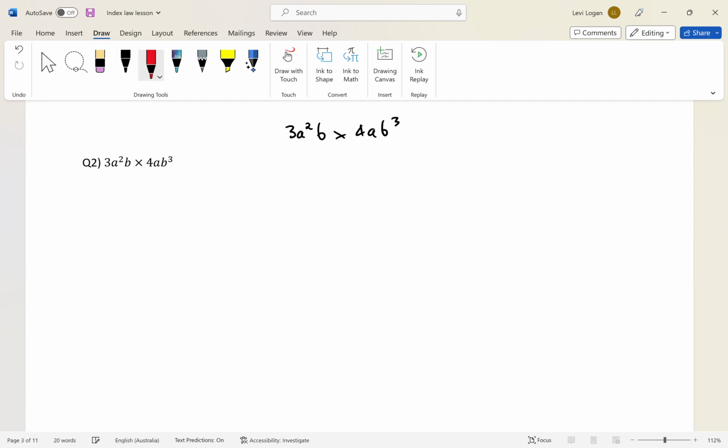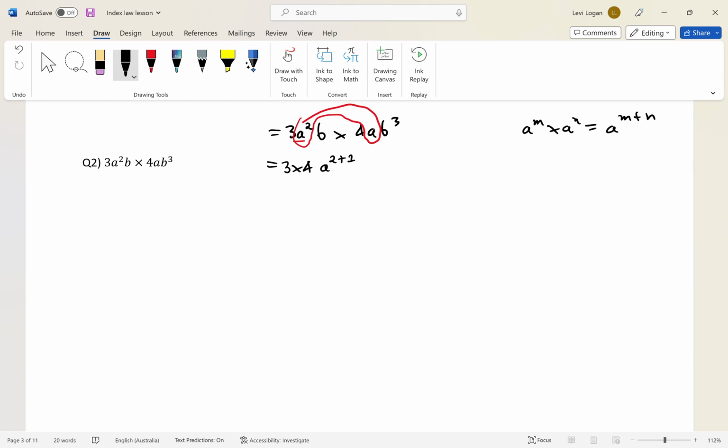Obviously, we can multiply our numbers because we know how to do that. But our index laws will only apply to things with like bases. So to apply our index laws with our a's, we can only do it with this other a over here. And with our b's, we can only do it with this other b over here. So I'm going to get rid of all these circles now. I'm going to do 3 times 4. This is my first line of working. 3 times 4, a to the 2 plus 1, because that's our first index law. Recall a to the m times a to the n is a to the m plus n. All I'm doing is ignoring the b and focusing on the a's first.